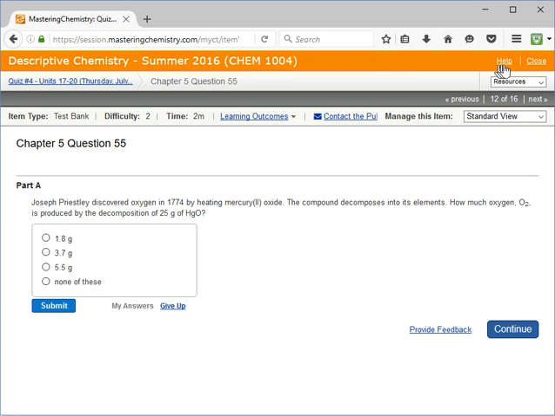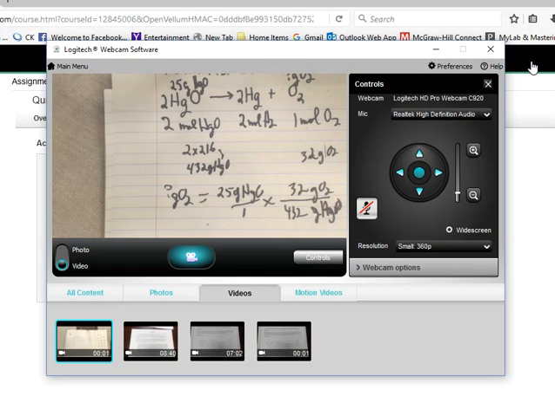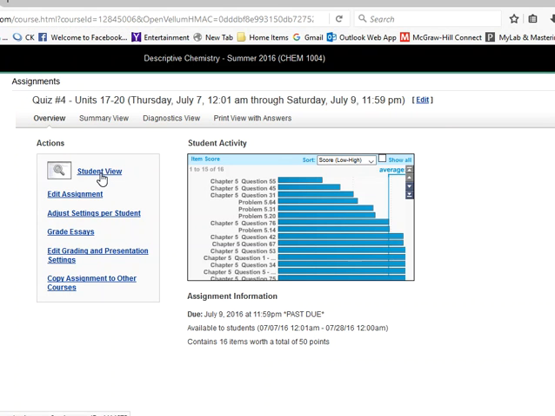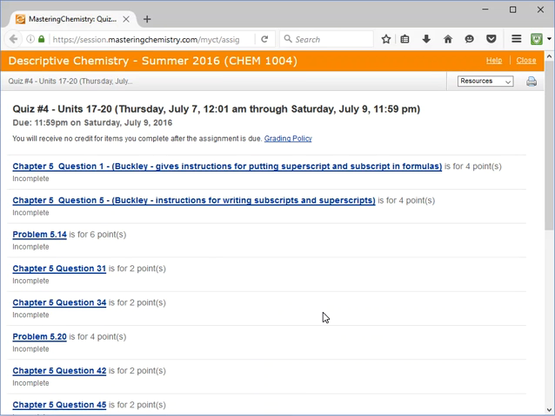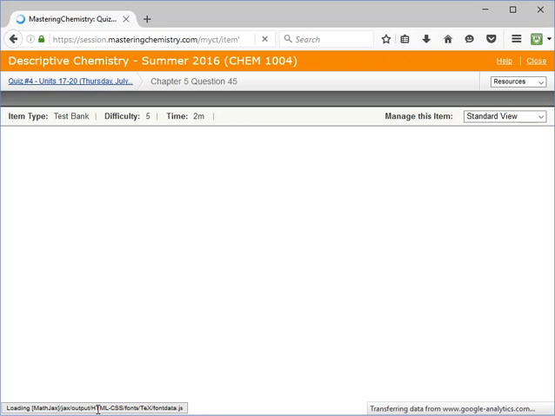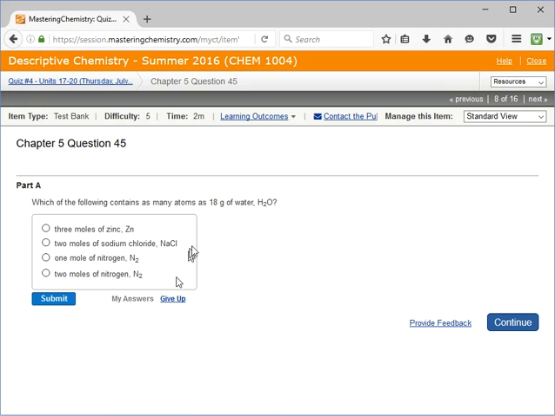So let's go look at the next problem on here, number 45, right there. And this one now, trying to contain as many atoms as 18 grams of water.